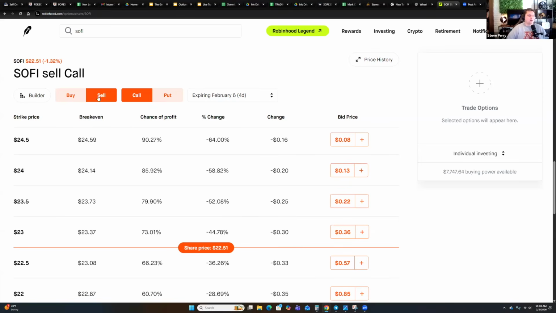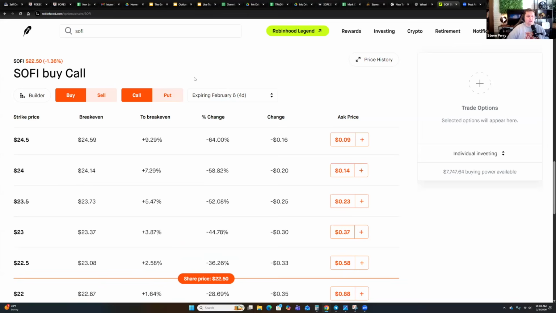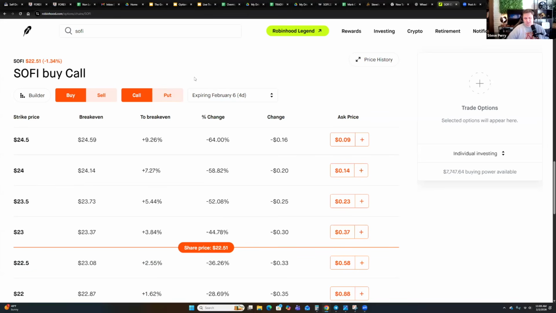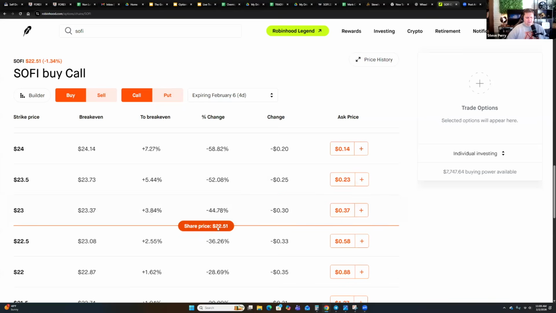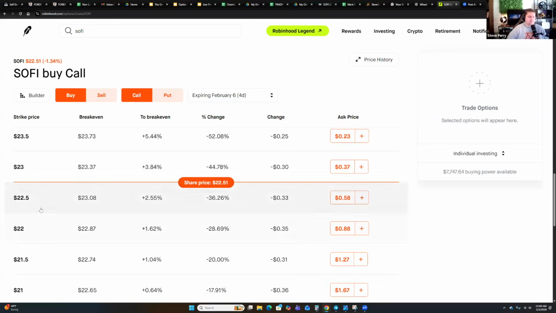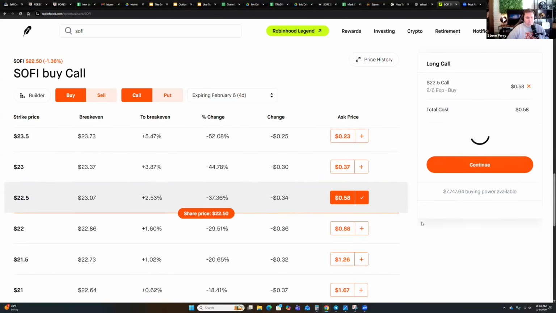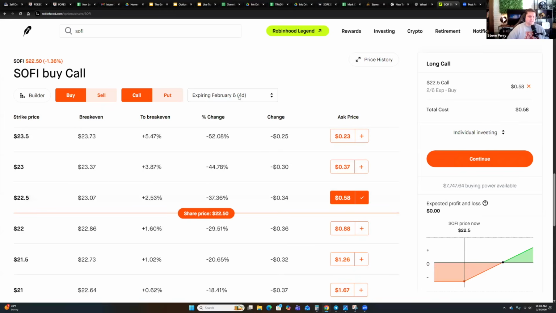But let's talk about the easiest type of option trade first. A call option, where you buy a call, is the right to exercise at a strike price at a particular expiration. Right now you can see SoFi is trading at $22.51, so an at the money call option would basically be $22.50 right here. If I click this and leave the expiration for 4 days out, options always expire on Fridays. So on Friday, this option will expire.